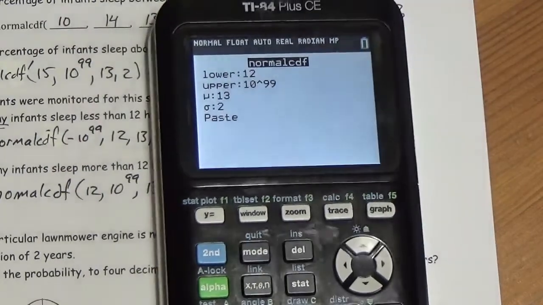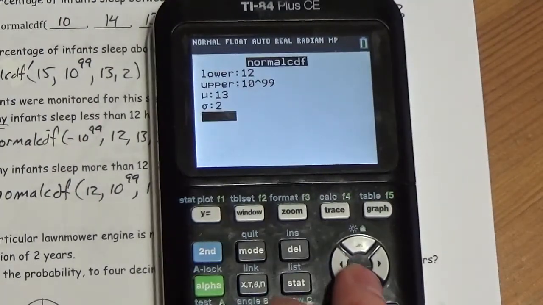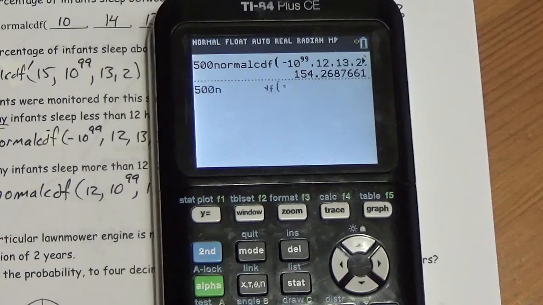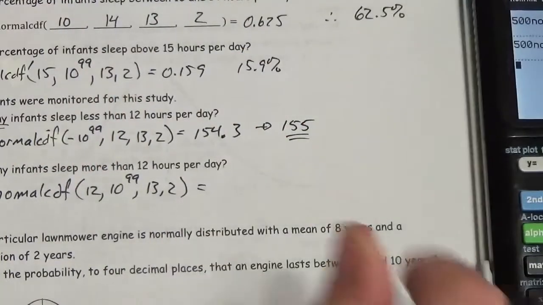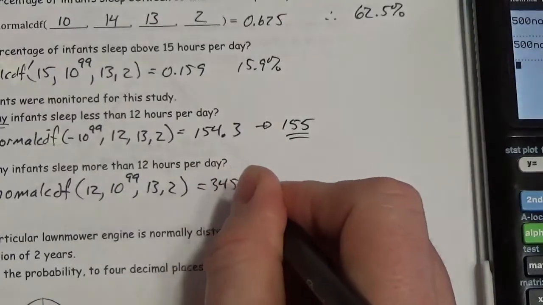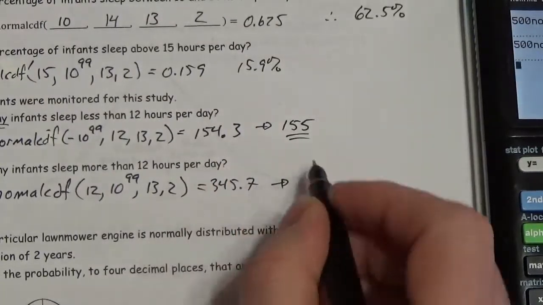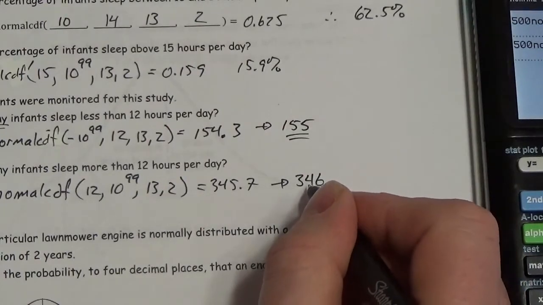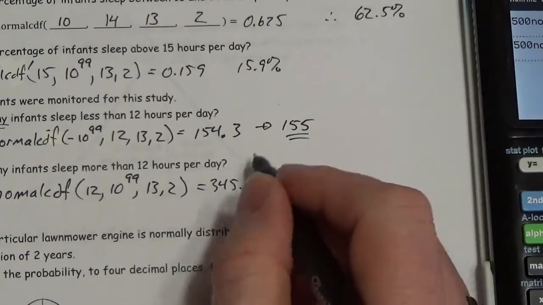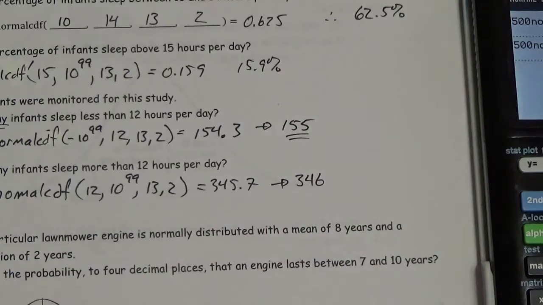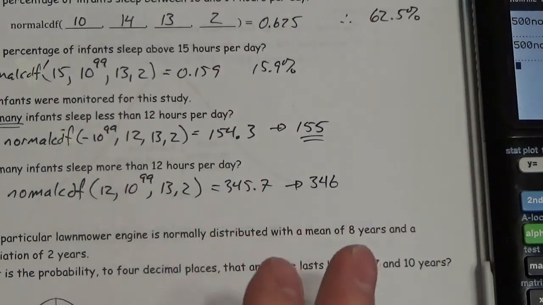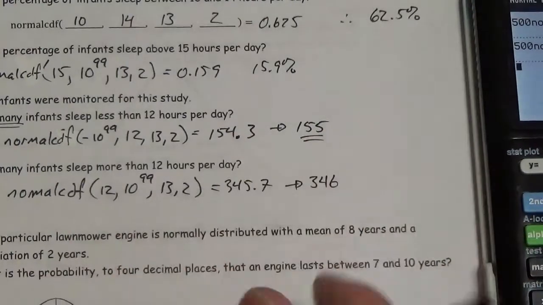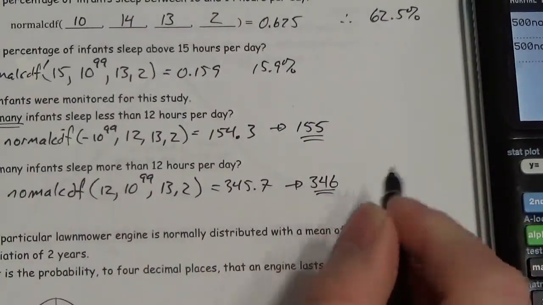Sorry, I just had to double check there. It was 12 hours. 13 and 2. Paste that in there. Press enter. And we get 345.7. And just like we did before here, let's round that up. Okay. It doesn't matter which direction we go in those particular instances here. And again, I have sat through a little debate and watched it happen, and there are good arguments to go either way here, so it doesn't really matter. Let's just round that up with people.